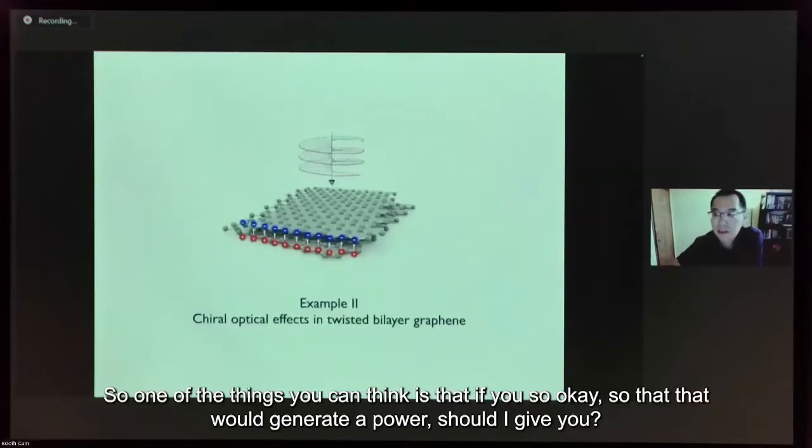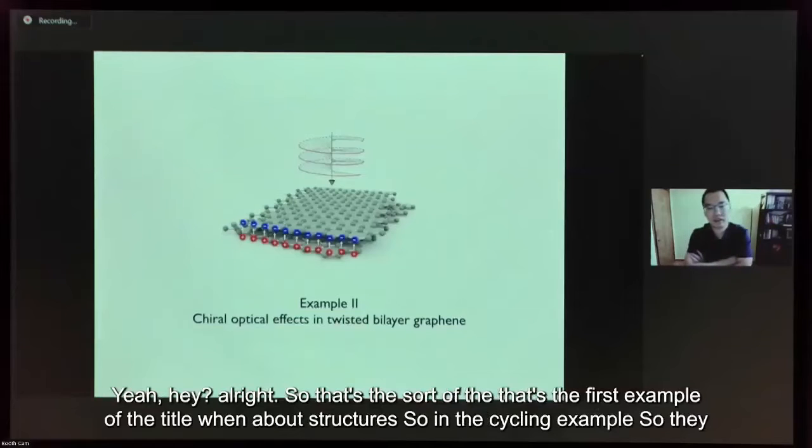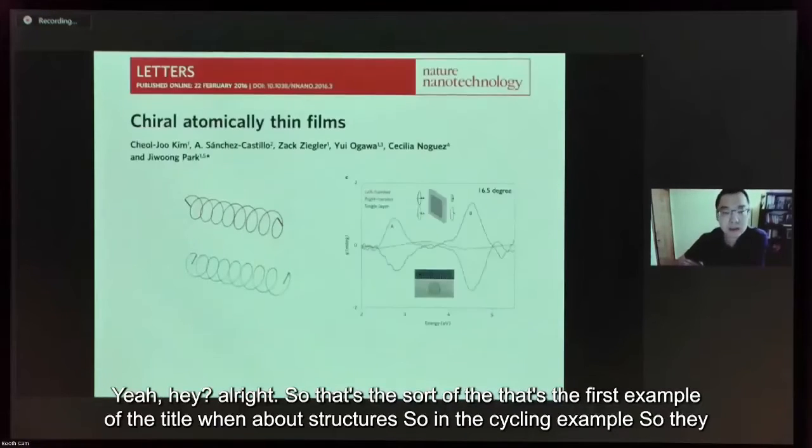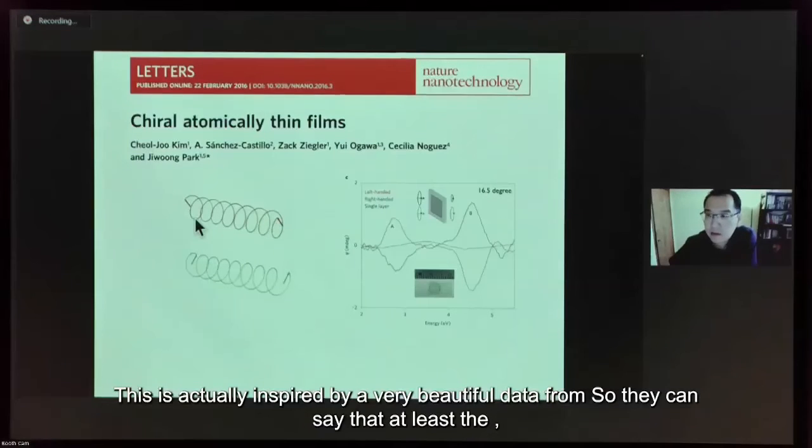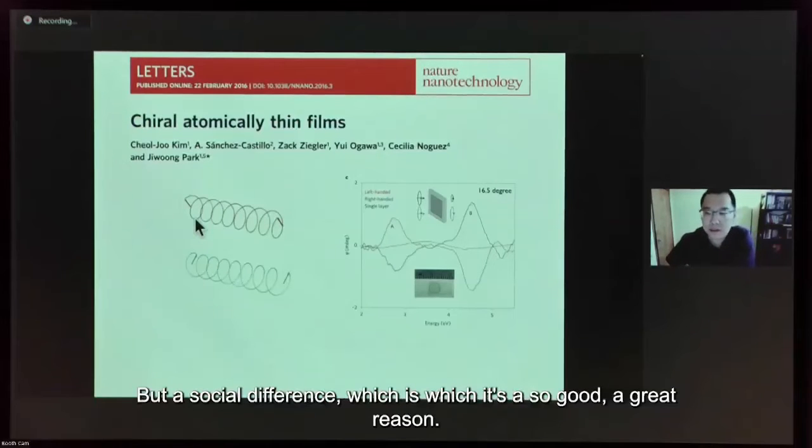In the second example, I'm going to move on to talk about the chiral optical effect in twisted bilayer graphene. This was actually inspired by a really beautiful paper from Jiong Park's group several years ago. They considered twisted bilayer graphene, shone left and right circularly polarized light on the samples, and measured the absorption difference, which is the circular dichroism.